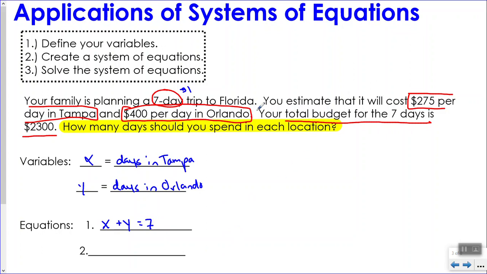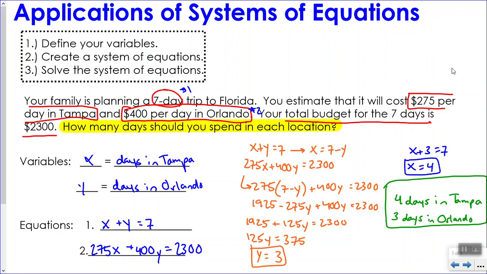Next, we need to figure out our cost. So this is going to be our second equation. If we spend $275 per day in Tampa, then 275 times the number of days in Tampa, or x, added to $400 times y, the number of days in Orlando, will give me my total cost, which is $2,300, my budget total. Now we have a system of two equations, which by this point we're pretty comfortable with solving. So go ahead and pause the video and see if you can figure out how many days we should spend in Tampa and how many days we should spend in Orlando.